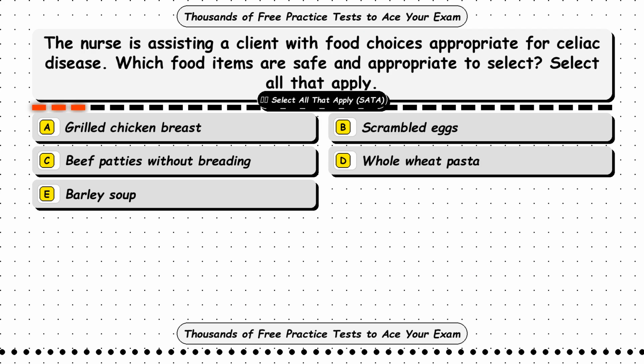The nurse is assisting a client with food choices appropriate for celiac disease. Which food items are safe and appropriate to select? Select all that apply. Option A, grilled chicken breast. Option B, scrambled eggs. Option C, beef patties without breading. Option D, whole wheat pasta. Option E, barley soup.